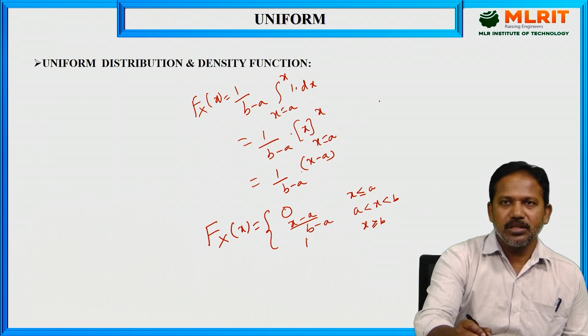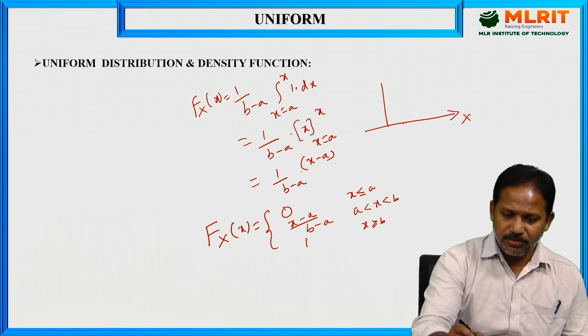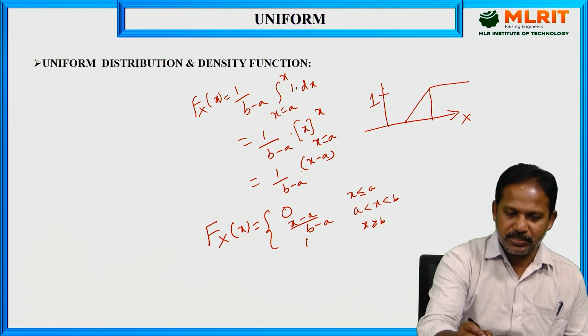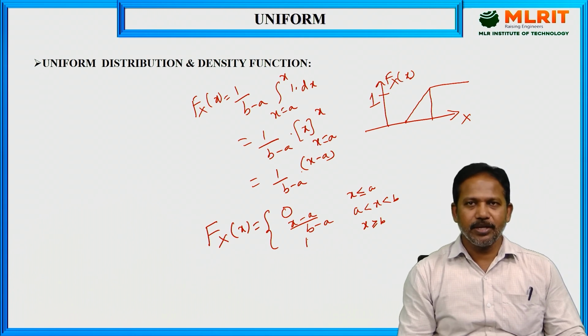I want to draw the graph for this. This is my random variable x. It starts from a onwards and reaches the maximum value at b. From b onwards the value is 1 only. This is my probability distribution function for a uniformly distributed random variable.